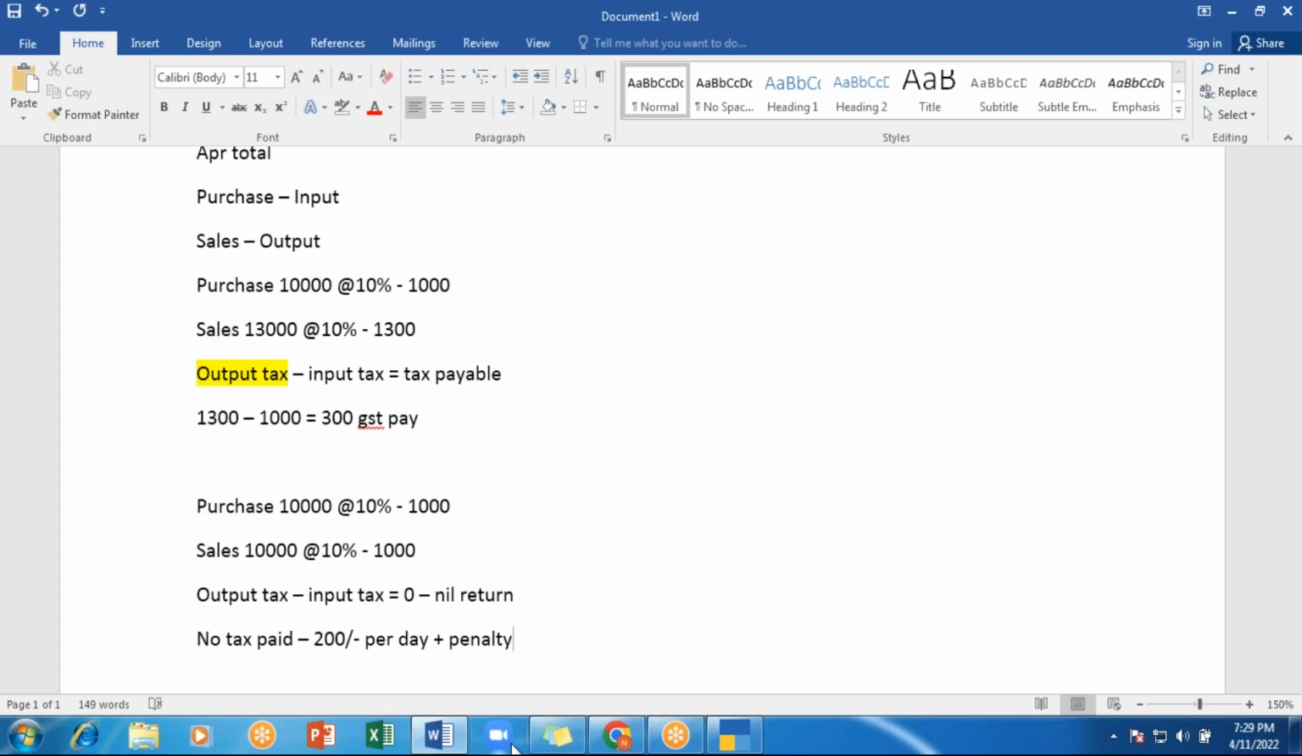Based on that, the penalty will be charged. A certain percentage of your turnover you have to pay. So though you don't have anything to be paid, still you have to show it as nil return. If you have something to pay, then you have to pay it.